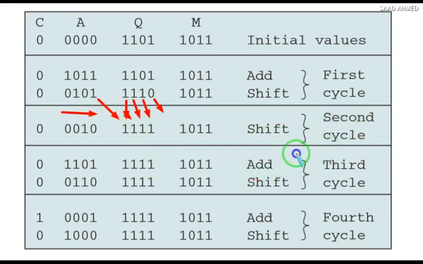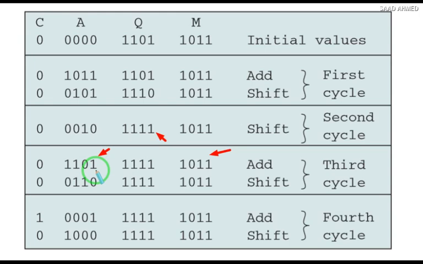It checks the count, and when the count is again not 0, it moves to the third cycle. It checks Q0. Now it's 1, so it adds M with A. In this case, M is this and A is this, so these two are added, and if you add 0010 to 1011, you will get 1101.